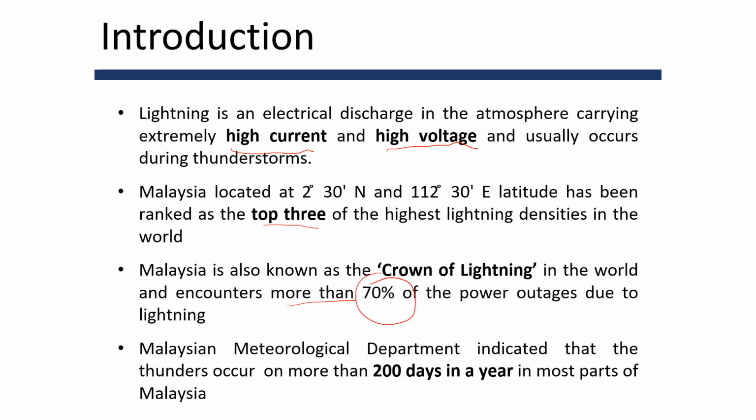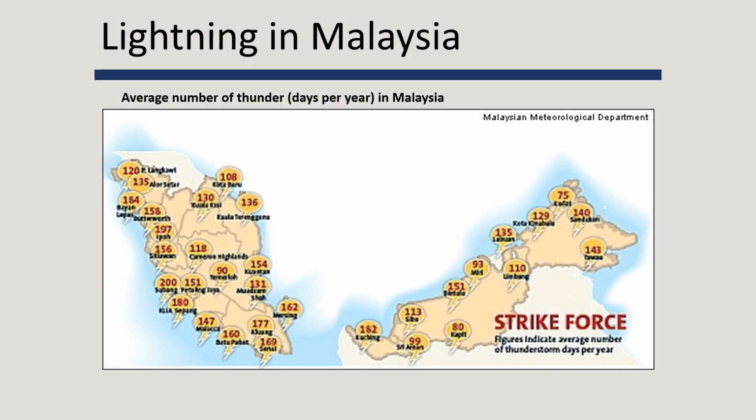The Malaysian Meteorology Department indicates that thunder occurs on more than 200 days in a year in most parts of Malaysia. So we can see in this Malaysia map the average number of thunder days per year according to our state. It's quite high, as you can see.